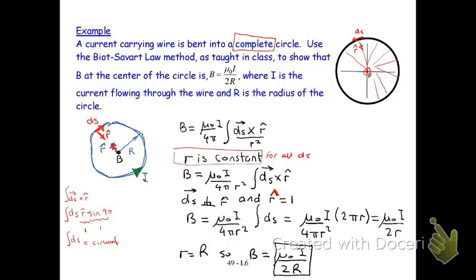So I have mu naught I over 4 pi R squared times the integral of ds. Well, the integral of ds is the circumference, 2 pi R. So 2 goes with that 4. Pi goes with that pi, one of those R's goes with that, so I end up with mu naught I over 2R. Well, r is actually a value of big R in this case, so B is equal to mu naught I over 2R. Cool? Yep. And what did I forget on there? Teslas! Shame on me.